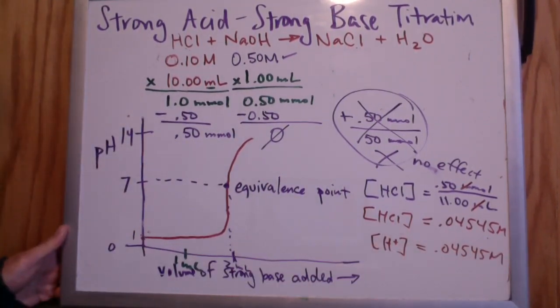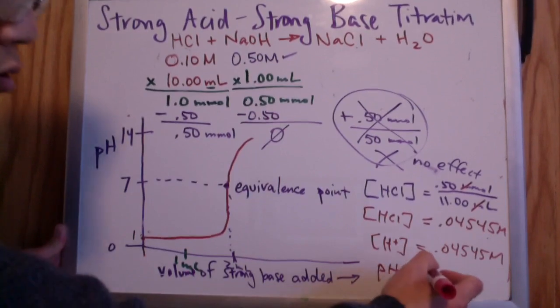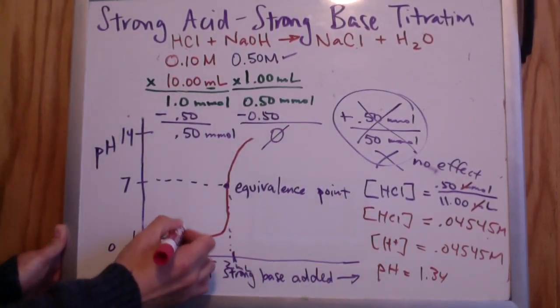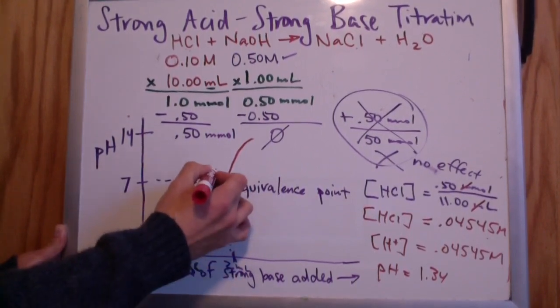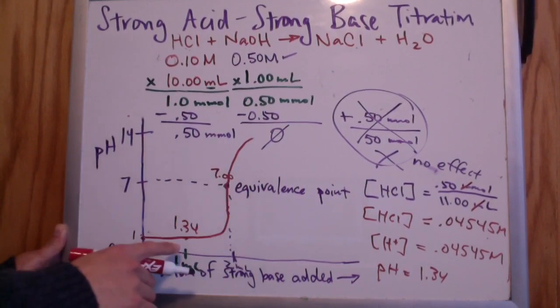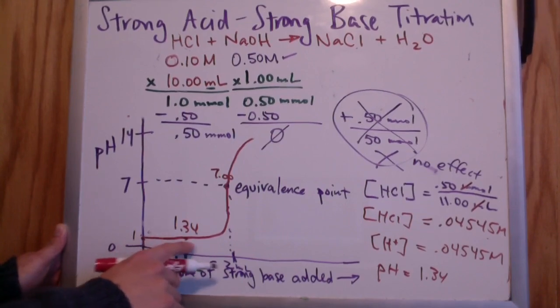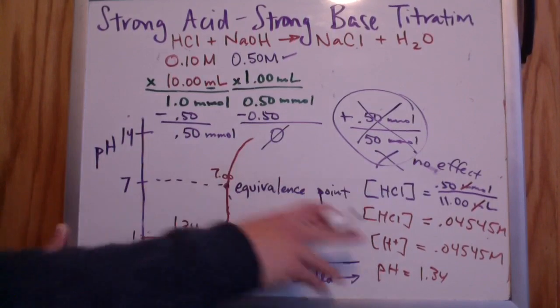So let's go ahead and negative log 0.04545. The pH would equal 1.34. So at this point right here, this would be 1.34 for the pH. Remember, at this point, the pH was 7. And so you could do the same thing along any of the steps along the way like we had here. What would we have left over? We would have excess acid, the hydrochloric acid, and then we would just follow the same steps that we have here.